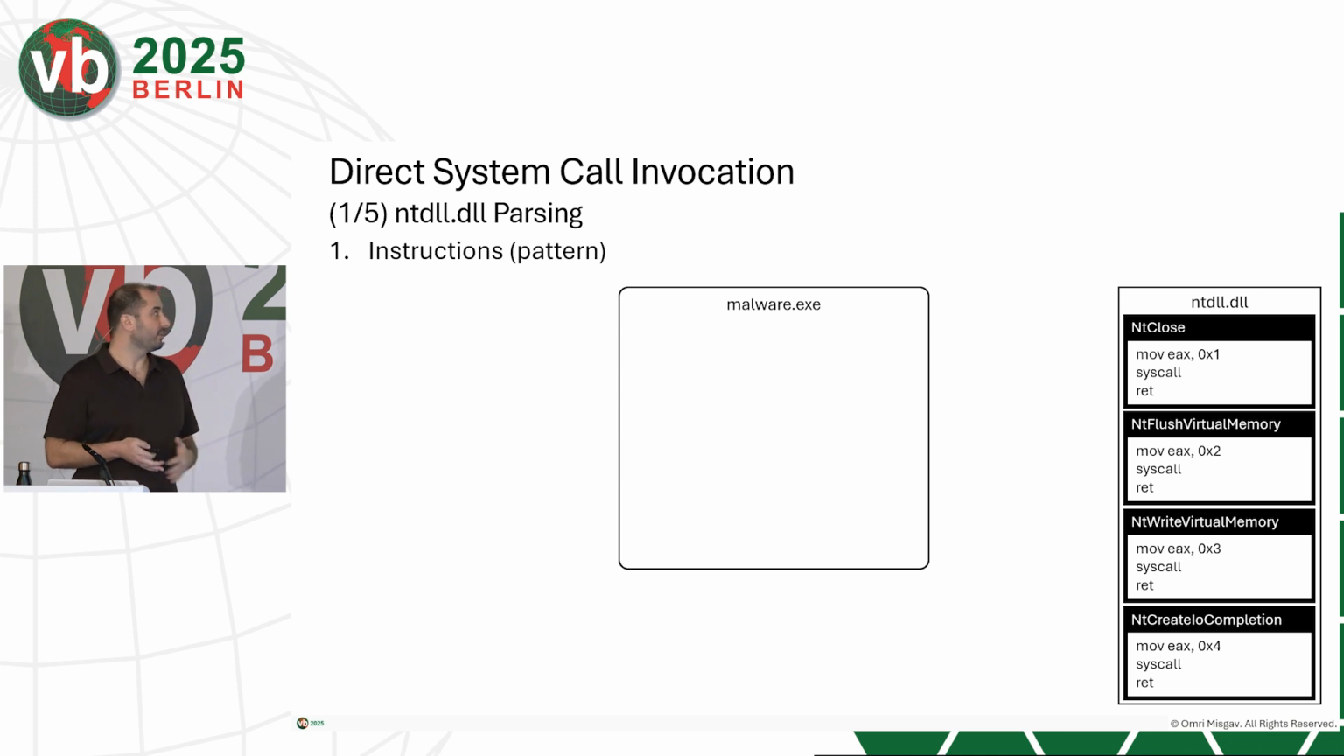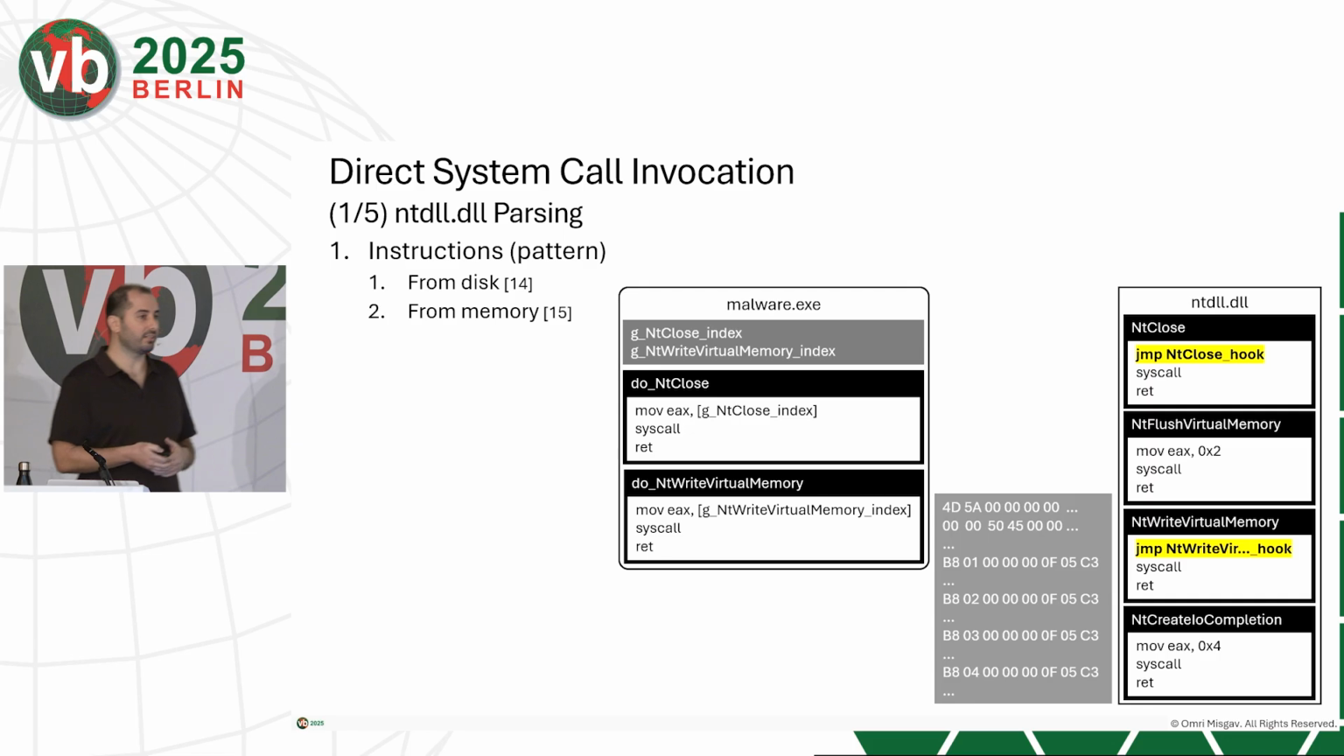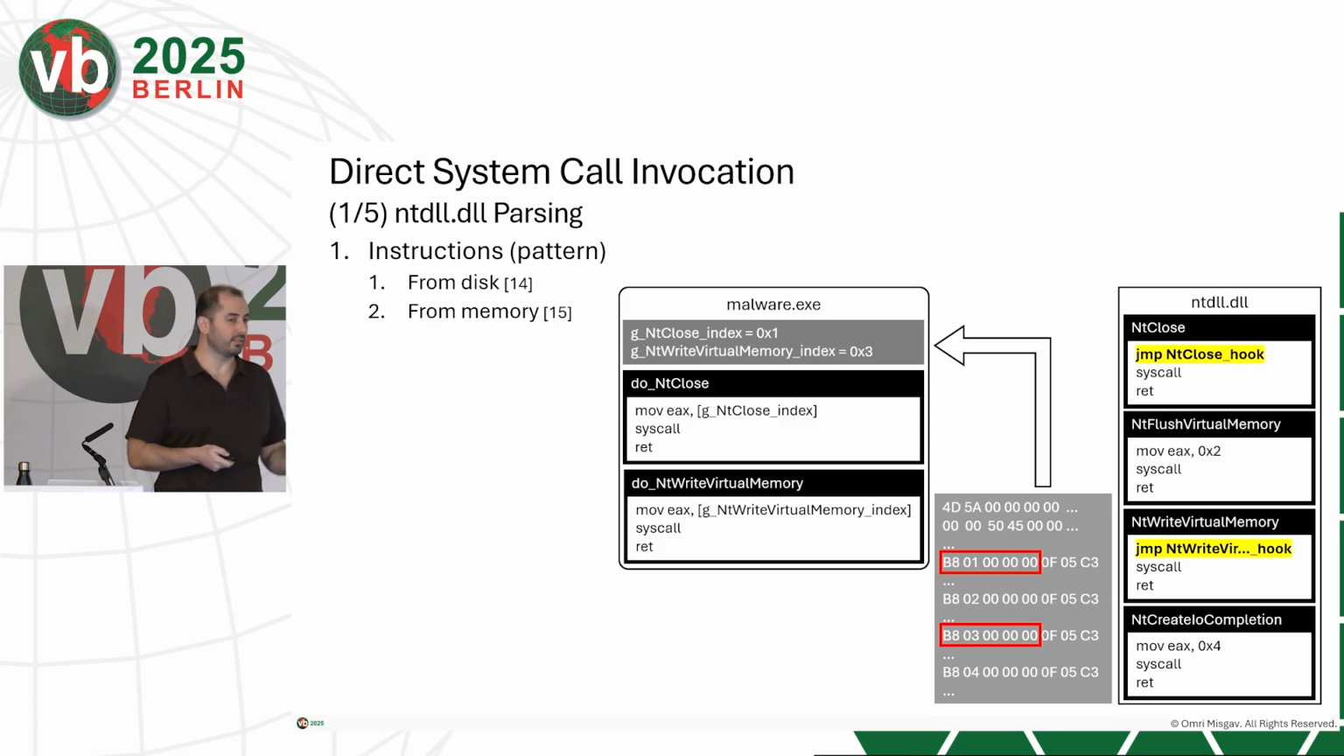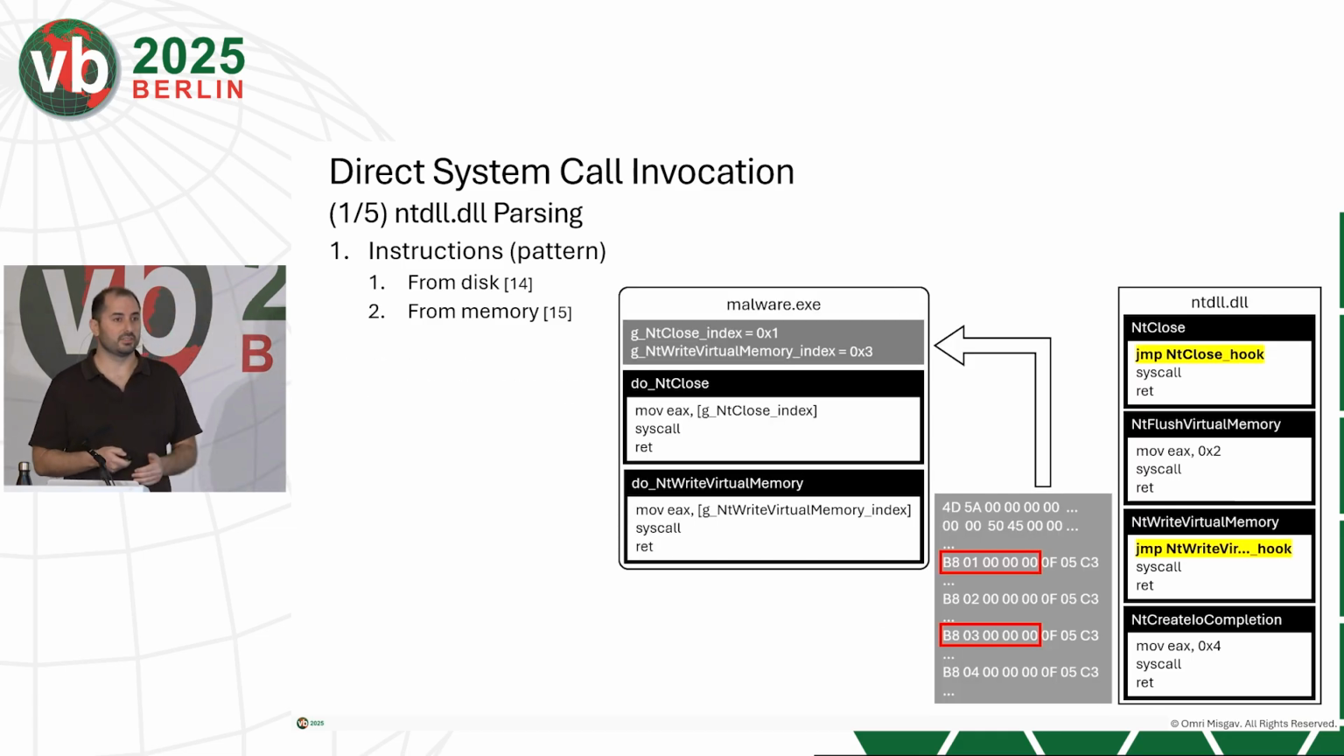So the first method attackers use here is basically to manually parse the instructions of NTDLL and extract the system call index. You can do that from disk or from memory, as we discussed before. It's quite simple, and then they get the index and directly use the syscall instruction.